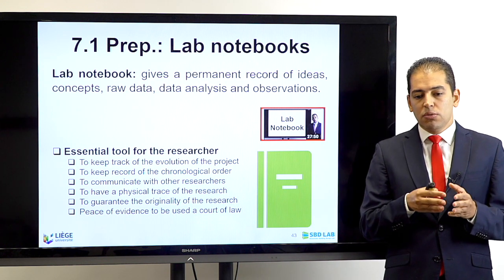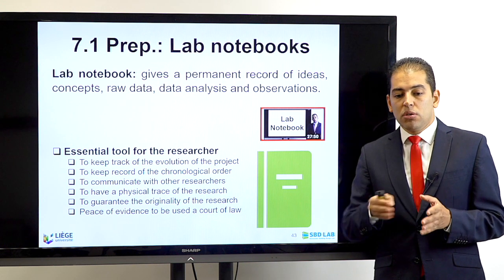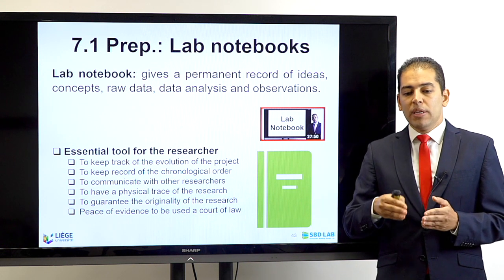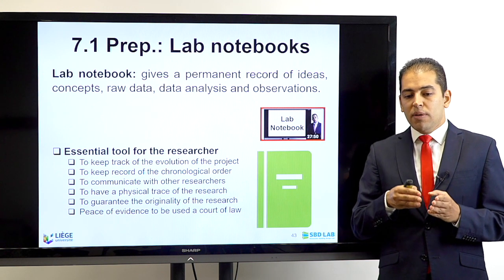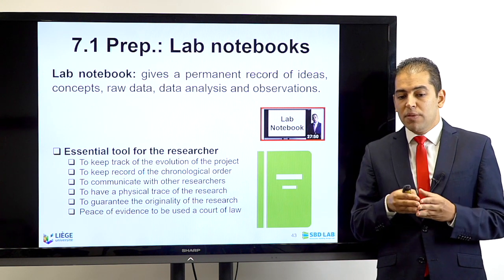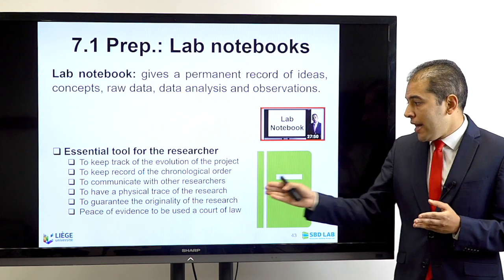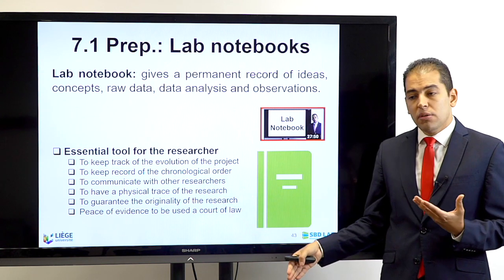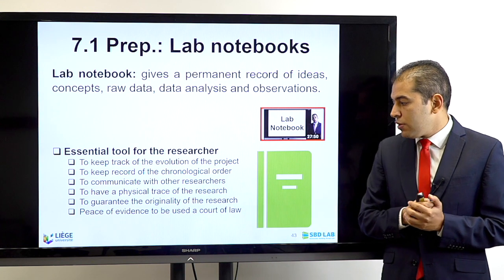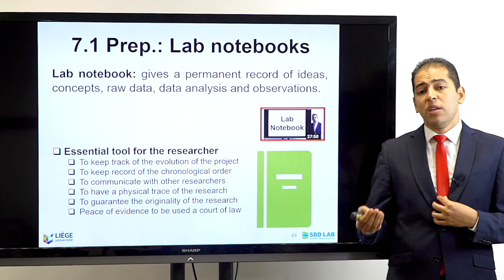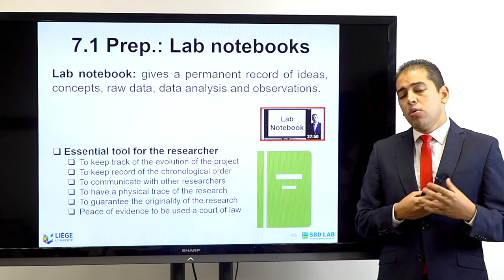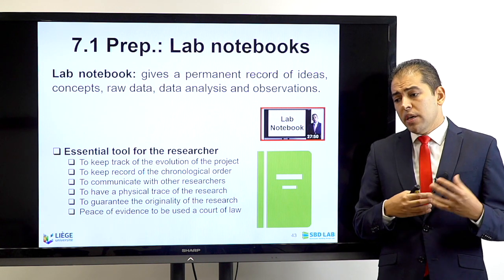It will allow you to keep a record of the chronological order of your work. It will help you to communicate with other researchers. It must have a physical trace of what you do, and it will help you to guarantee the originality of your research. And it is a piece of evidence to be used in a court of law if there is later on any problem with patents or with discoveries.